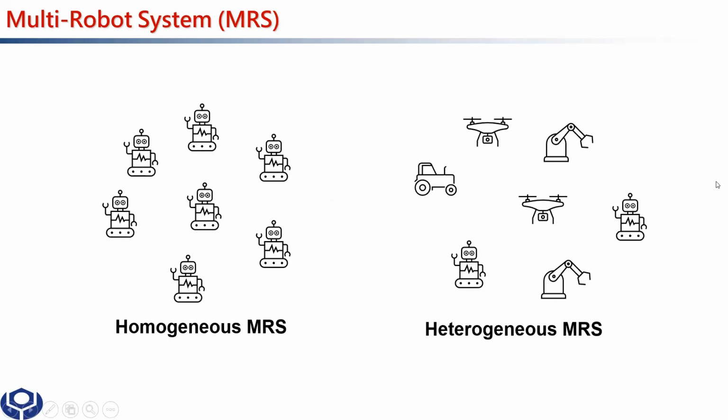In your case, we are talking about soft robots, right? Well, there are many soft robots on the table. If they are different, we call it a heterogeneous multi-robot system. And if they are all the same, like this tiny worm robot, we call it a homogeneous multi-robot system. This is just a classification of the MRS.